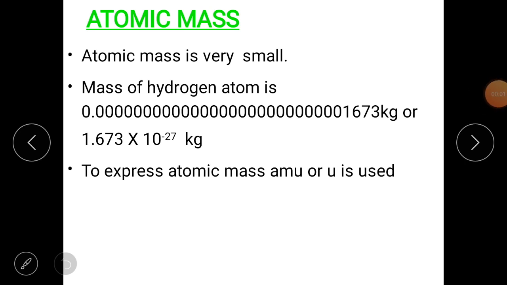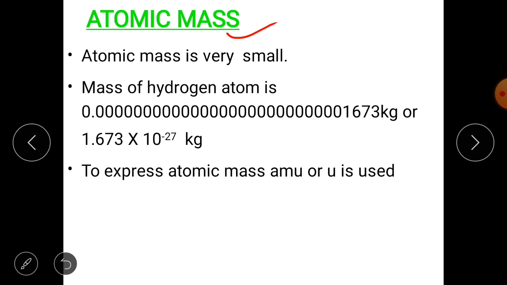Welcome back, learners. As you are aware, we are studying chapter 3, atoms and molecules, and today's topic is atomic mass. Look, if you see the word atomic mass, it simply means mass of an atom. We know that atom is the smallest particle which takes part in a chemical reaction. Students, the atomic mass may be expressed in any unit of mass.